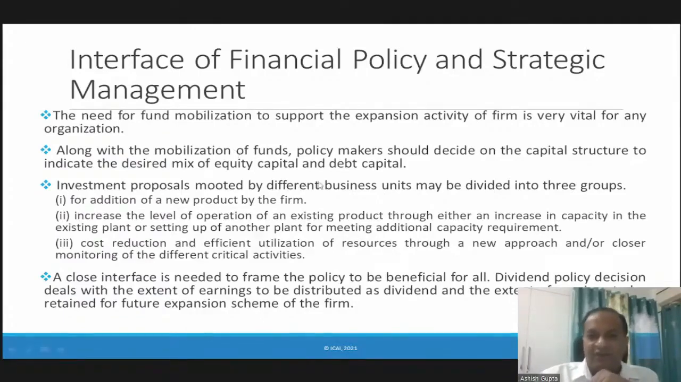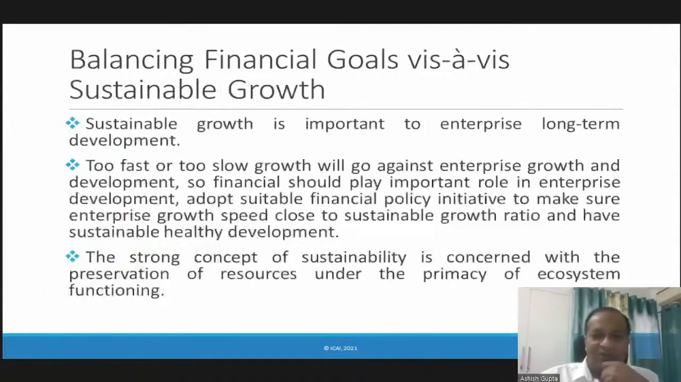Investment proposals mooted by different business units may be divided into three categories. Now, I need to explain these: addition of a new product by the firm, which is very common, when you want to launch a new product; an increase in the level of operation of an existing production through either an increase in capacity or existing plant; and cost reduction, that is, efficient utilization of resources through a new approach. A close interface is needed to frame the policy. Okay, madam, I hope this theoretical thing is understood.